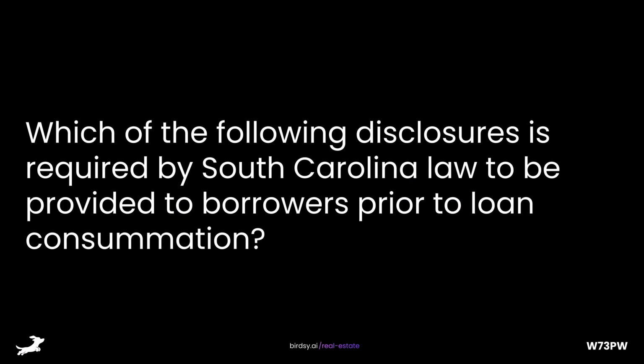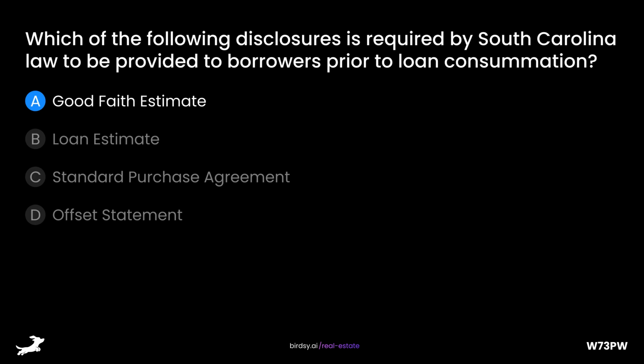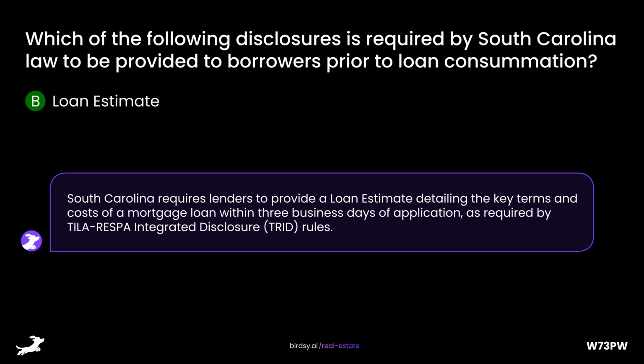Which of the following disclosures is required by South Carolina law to be provided to borrowers prior to loan consummation? Is it A, good faith estimate, B, loan estimate, C, standard purchase agreement, or D, offset statement? The answer is B, loan estimate. South Carolina requires lenders to provide a loan estimate detailing the key terms and costs of a mortgage loan within 3 business days of application, as required by TILA-RESPA Integrated Disclosure (TRID) rules.